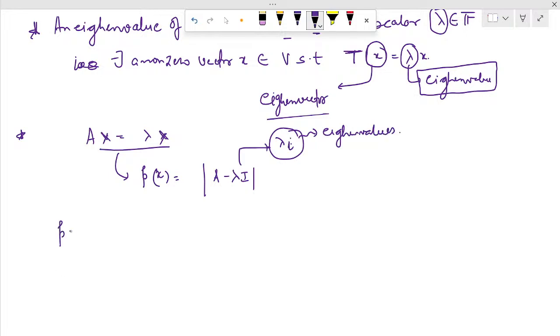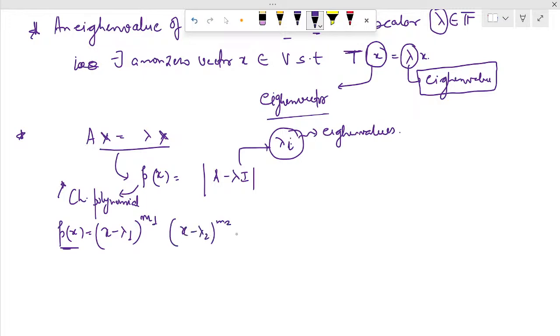Let us say in this particular scenario, when I factorize this polynomial, which is called the characteristic polynomial, the factor x minus lambda 1 is repeated m1 times, this particular factor is repeated m2 times, and x minus lambda n is repeated mn times. These m1, m2, mn are called the algebraic multiplicity. Please remember the name, algebraic multiplicity.